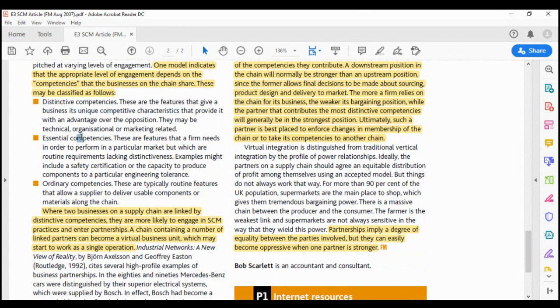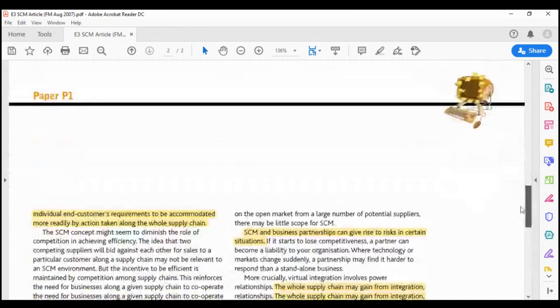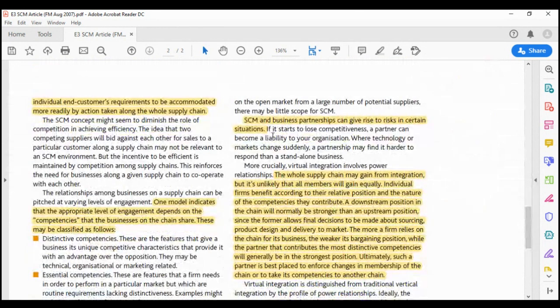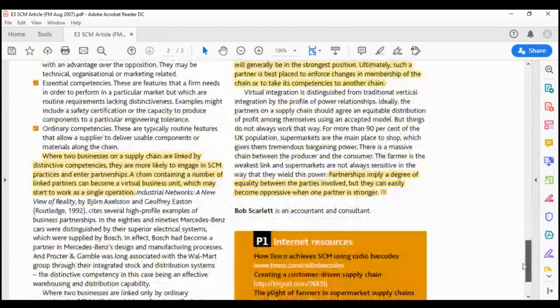Essential competencies, these are the features that companies need to perform well in a specific market. And you need to partner with companies that at least have these essential competencies, because if they don't have them, then, as they said, some partners become a liability to the organization.